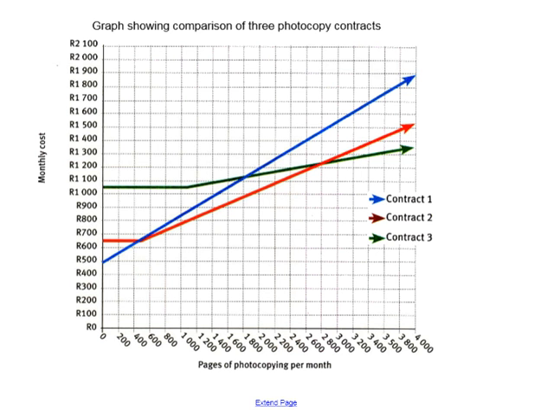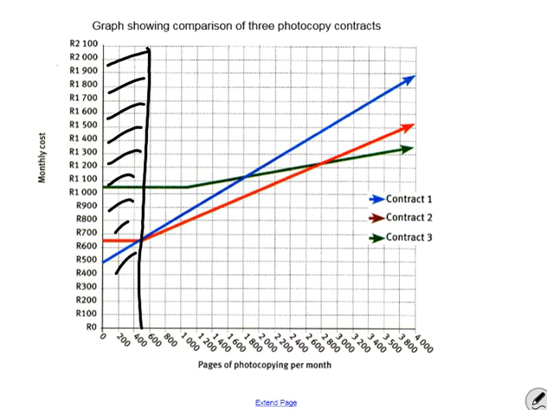Right. Contract 1, there are your contracts labeled. Now what we are going to look at, and you have to understand this: wherever a graph crosses, you have to talk about what is happening there. So let's have a look and see.